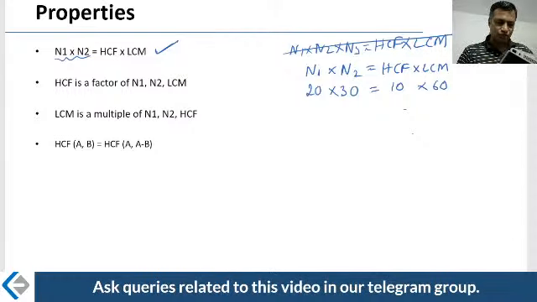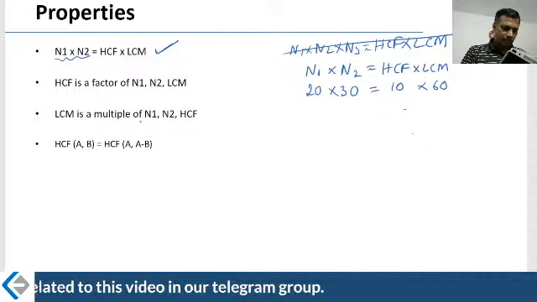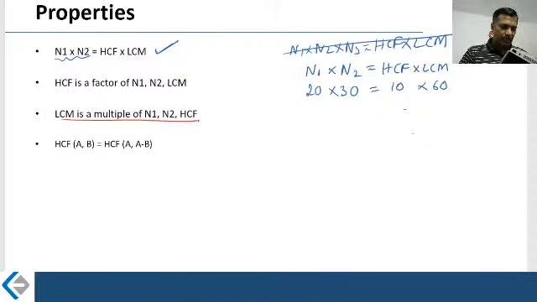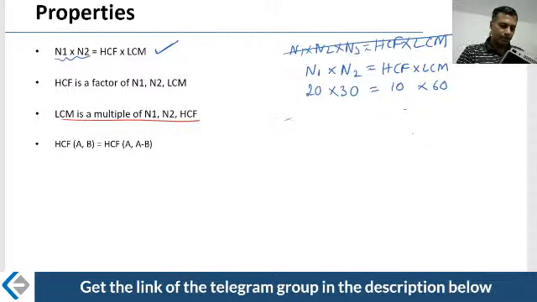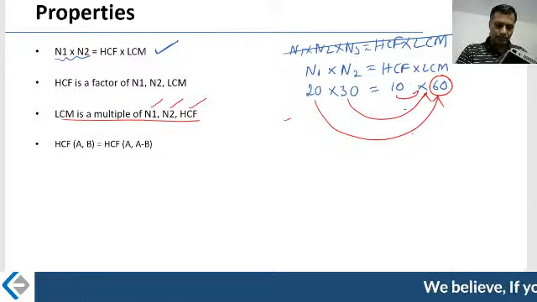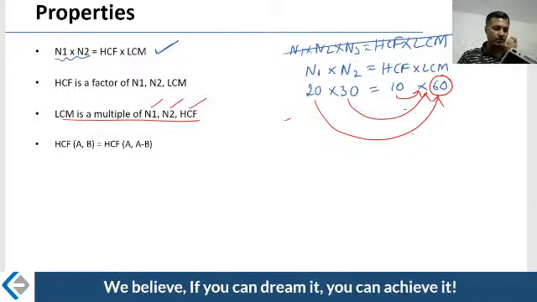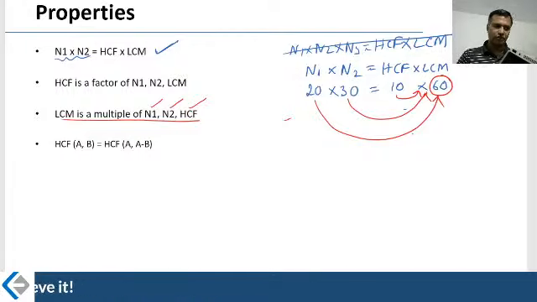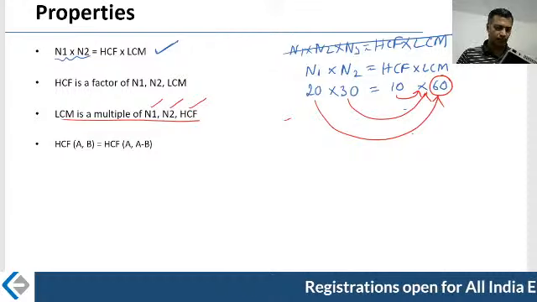Now, while I write this 20, 30, listen to this clearly. Somewhere we falter at times at this point. LCM should be a multiple of the numbers as well as their HCF. Think about this 60. 60 is a multiple of 20. 60 is a multiple of 30. 60 is a multiple of 10. That's very, very important there. LCM is a multiple of each one of them.